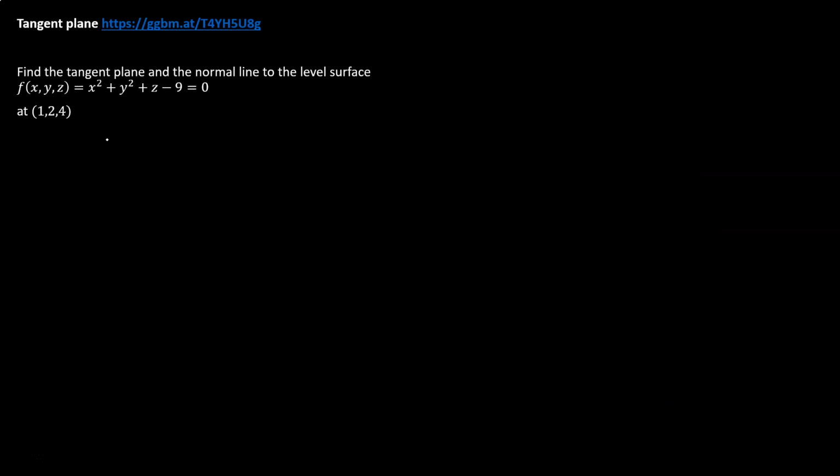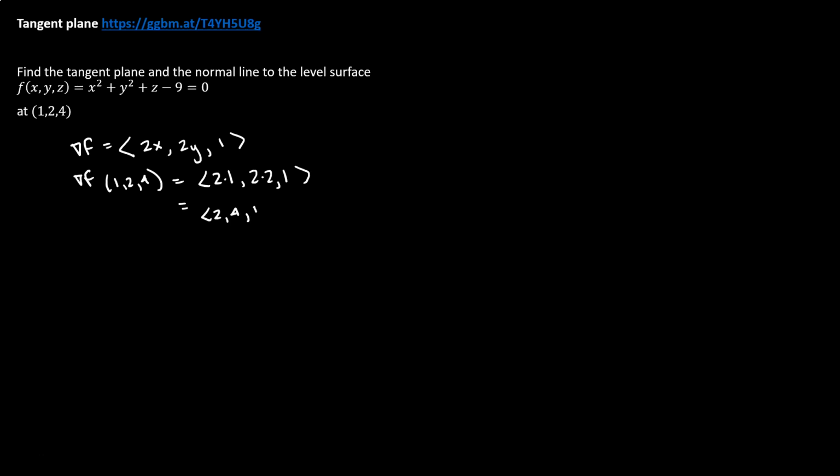If we wanted to find a tangent plane and a normal line for the surface given here, we would first calculate the gradient vector. We would evaluate that gradient vector at some point, like the one that's given to us, to find the vector 2, 4, 1. That's the vector that we would use for the equation of the tangent plane.